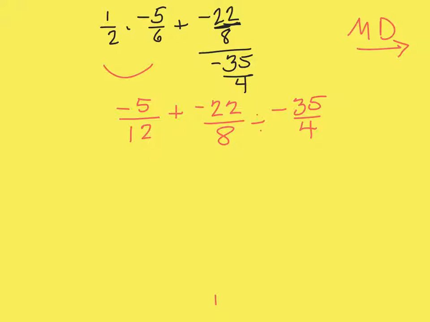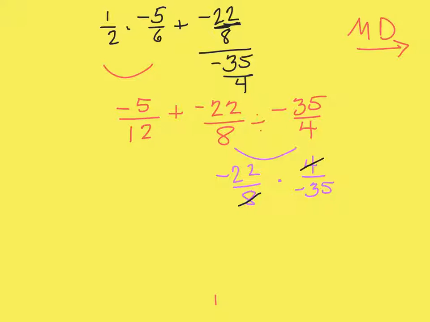So I'm still multiplying and dividing in order from left to right. So I now have this division problem to do right here. I know when I multiply and divide, first we will divide. Keep the first, flip the second, and now we multiply. So I'm going to have negative 22/8 times 4 over negative 35.